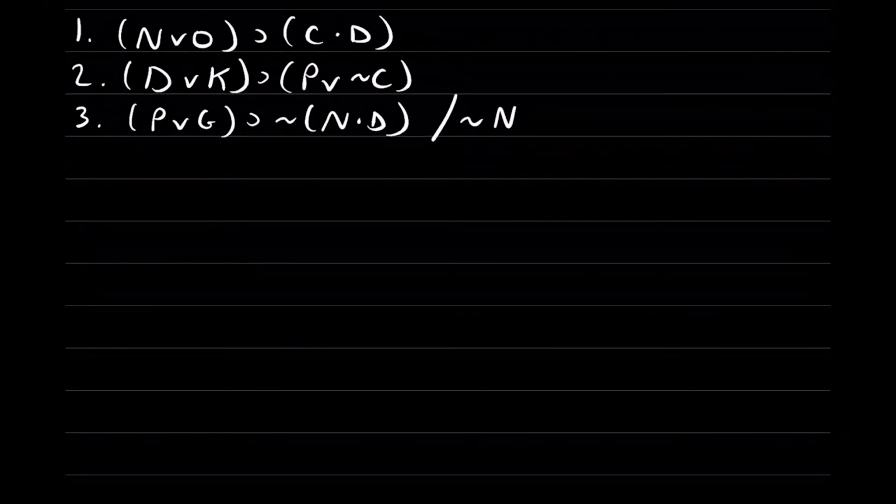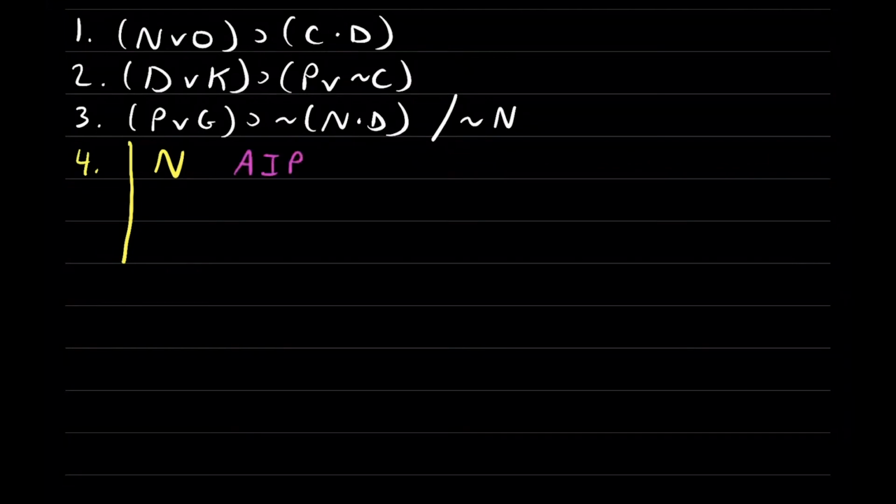So I don't see an obvious starting point, which is a red flag that you should use indirect proof. So if I'm trying to show not N, I'm going to start an assumption. I'm going to assume N is true. And then I'm going to try to show that that leads to a contradiction. So this is AIP, assumption for indirect proof.